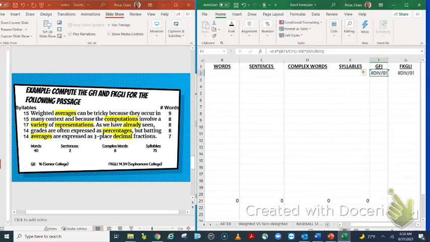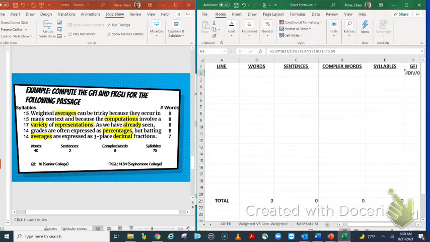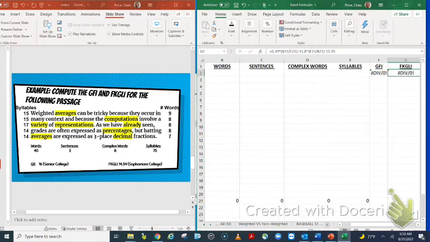Where were we? Once I have my passage and I have all my cells set up, all of these represent the sum of each one of these columns. And sentences, I put that in there too, but instead of doing line by line, I'm just going to put 2 sentences here because that's all there is. If I had multiple sentences in one line, I could go through and do it that way.